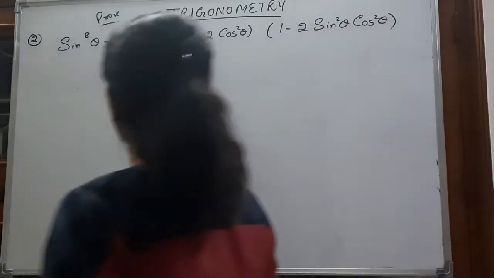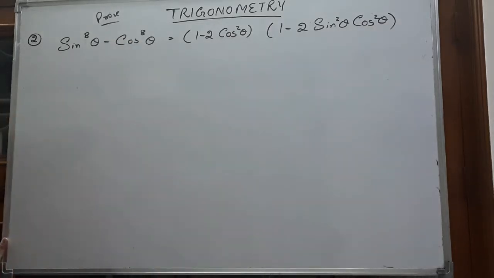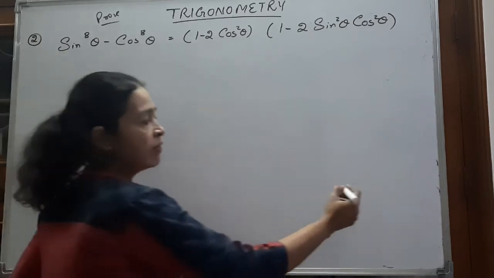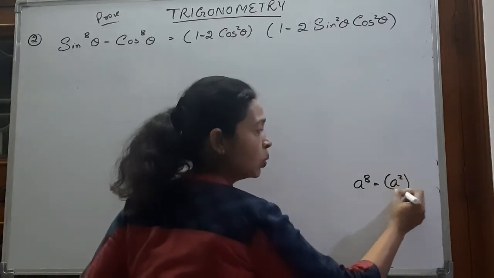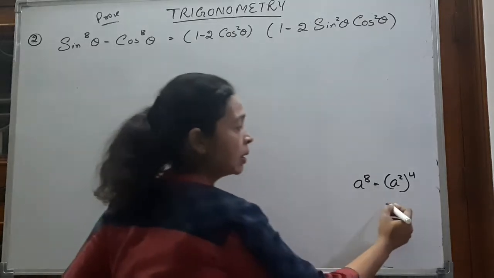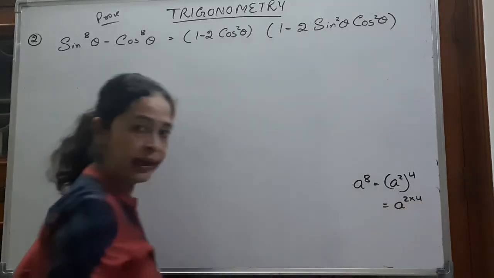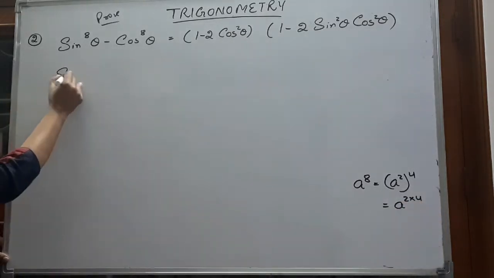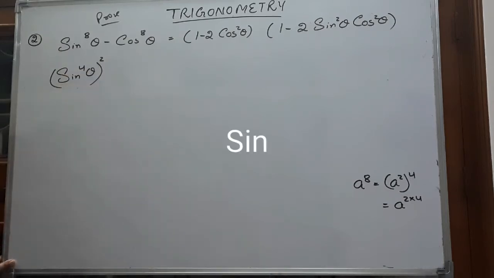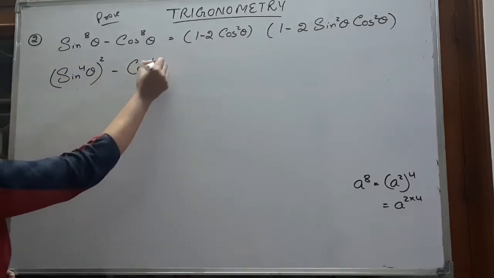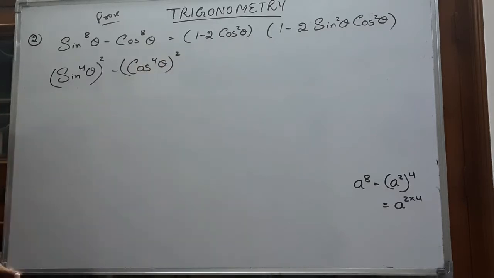Sin to the power 8 theta minus cos to the power 8 theta. Prove that this is equal to (1 minus 2 cos square theta) into (1 minus 2 sin square theta). Children, if we have a term a to the power 8, we can write it as a to the power 2 inside and the outside power is 4. This is a to the power 2 into 4, 8. In the same way, we will write it as sin to the power 4 theta inside and square outside, minus cos power 4 inside and 2 outside.